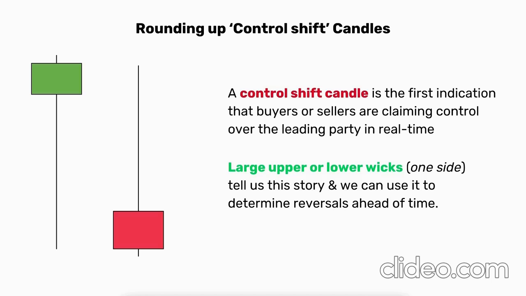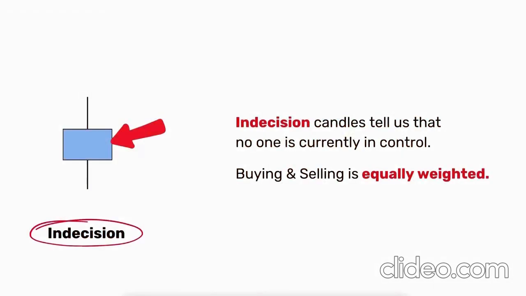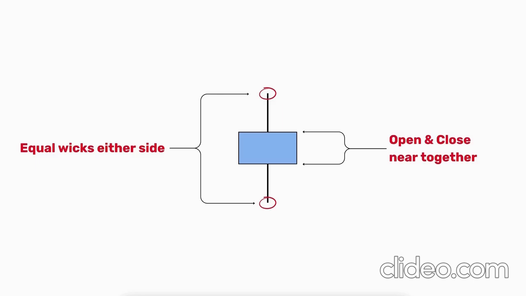And that's what we're going to cover just now. Indecision candles tell us that no one is currently in control and that buying and selling is equally weighted. So contrary to the other versions we've looked at, where we're looking at strength or reversals, indecision is simply where nothing is currently happening. An indecision candle looks like this. You might know it as a doji, okay?